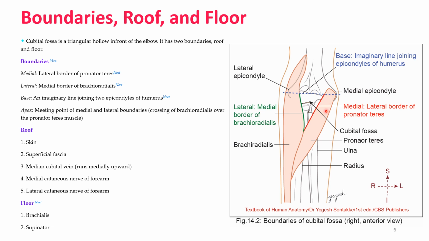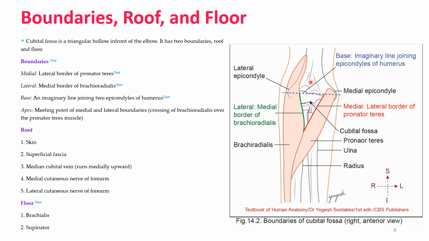Roof is formed by skin, superficial fascia, then you have the median cubital vein, which is a superficial vein, and the medial cutaneous nerve of forearm and lateral cutaneous nerve of forearm. Whereas the floor is formed by the brachialis muscle and the supinator.